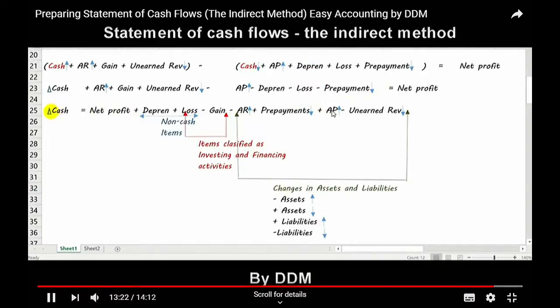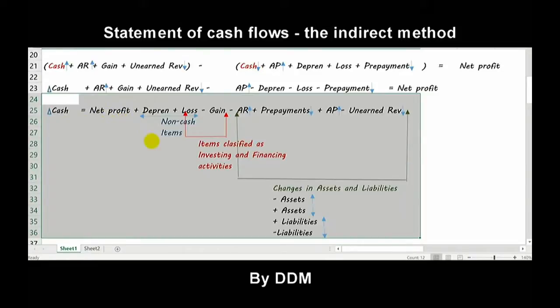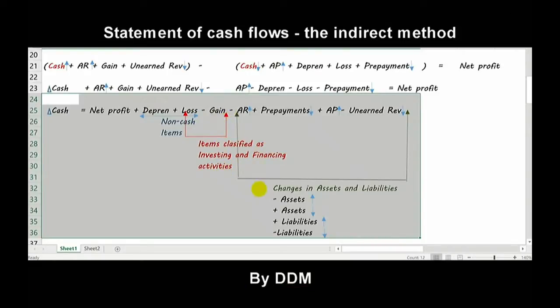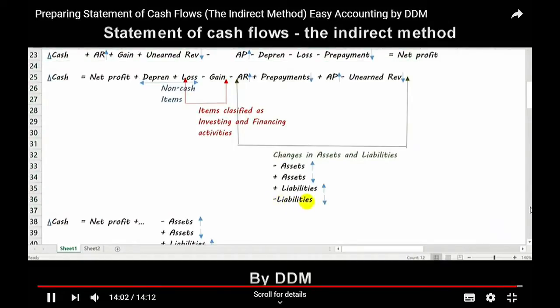Now, at the end of this video, let's have another look at the summary here. To establish the relationship between net profit and cash generated by operating activities, we start from net profit. We first take into account the non-cash items, for example, depreciation and loss. And then we take care of items classified as investing and financing activities, for example, gain. And then we look at changes in assets and liabilities. Specifically, we need to subtract the increase in assets, add the decrease in assets, add the increase in liabilities, and subtract the decrease in liabilities from net profit to calculate net cash flow from operating activities. Thanks, everyone.